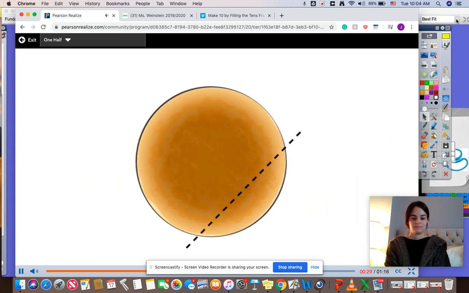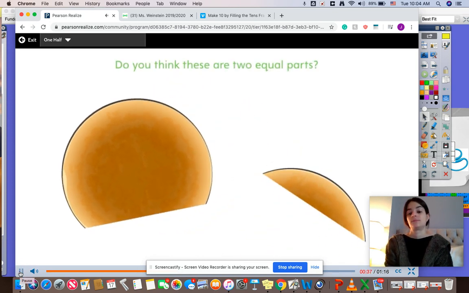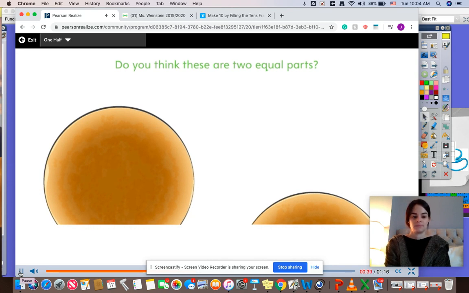If we cut the pancake here, will we each get half? Are those 2 equal parts? Do you think these are 2 equal parts? One piece is bigger than the other. We did not cut the pancake into 2 equal parts. If we share the pancake this way, it will not be fair because the parts are not equal.